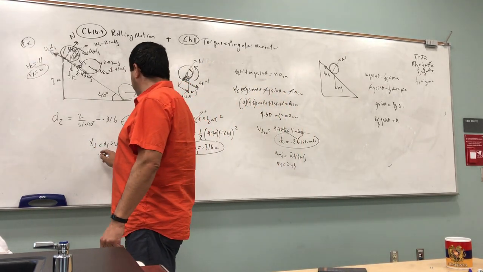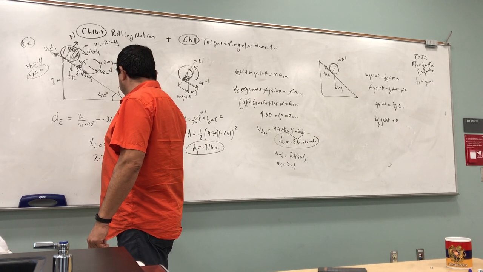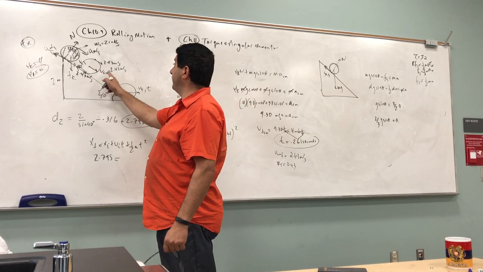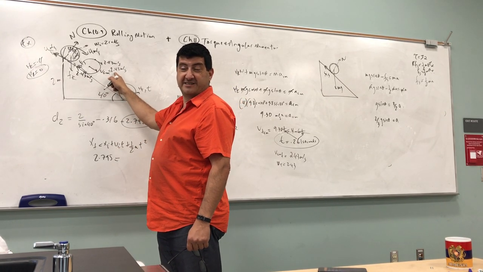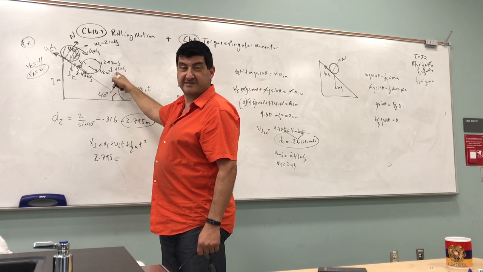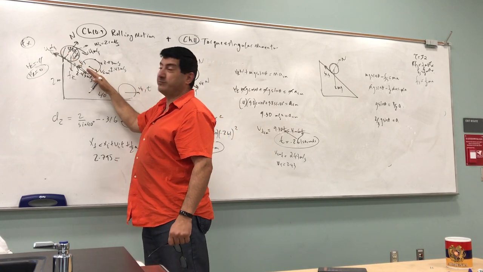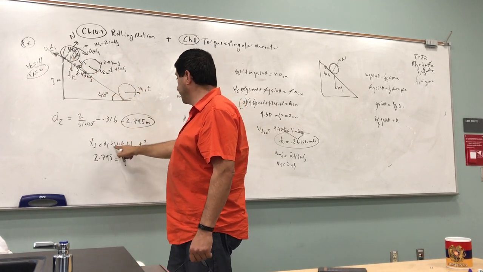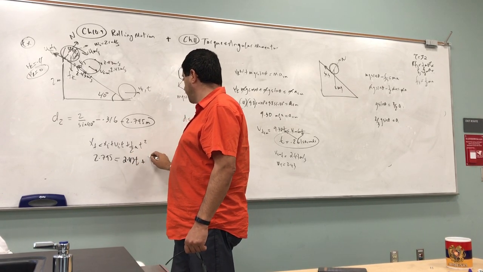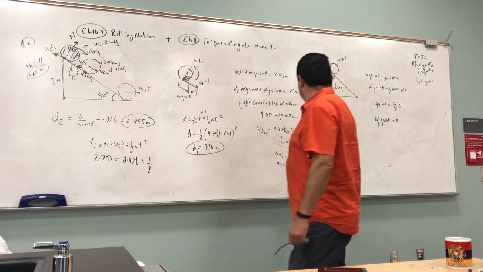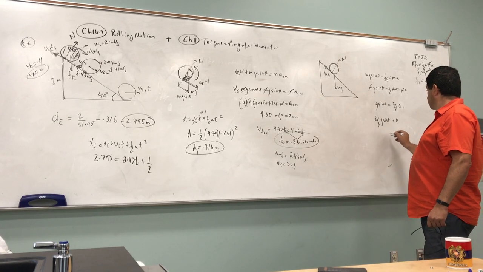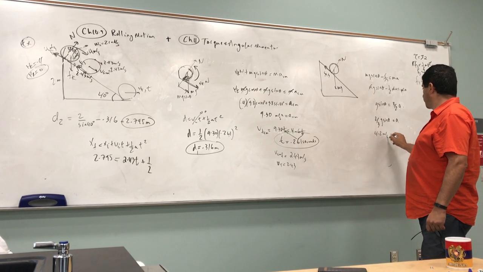The distance left is 2.795. What's the initial velocity? Initial velocity is the velocity that you have once you reach pure rolling motion, so it's 2.43, right? Because the friction has already pushed it. So that is your initial velocity, 2.43 T plus half, what's the A? Calculator. A is 2/3 g sine theta, 4.2 meters per second squared.